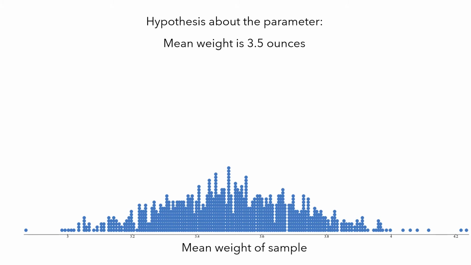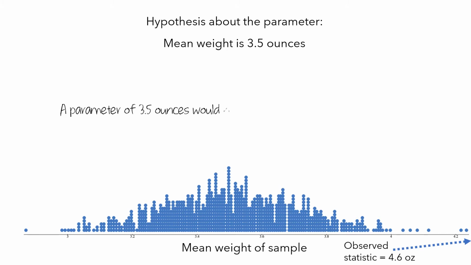Now what we need to do is find the probability of getting the observed statistic. The observed statistic was 4.6, which doesn't even appear in this distribution, which means that a parameter of 3.5 ounces would not have produced a statistic of 4.6 ounces.